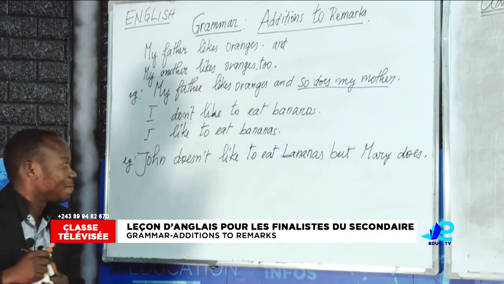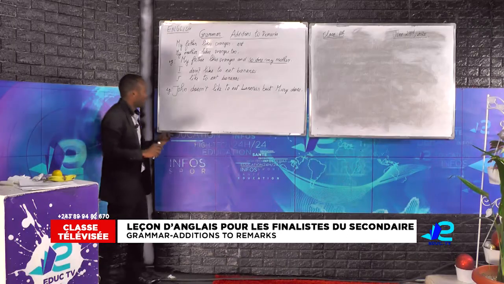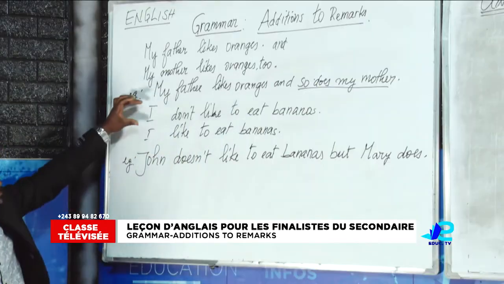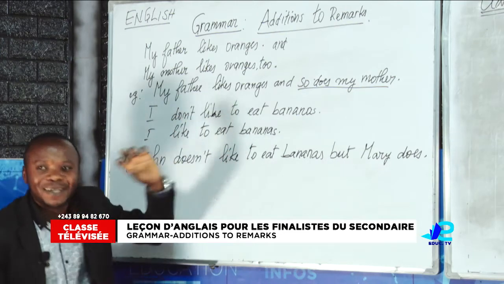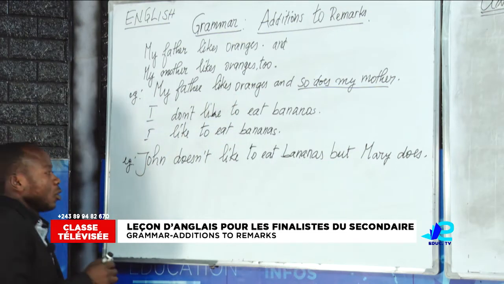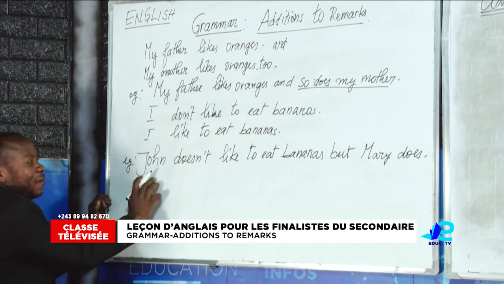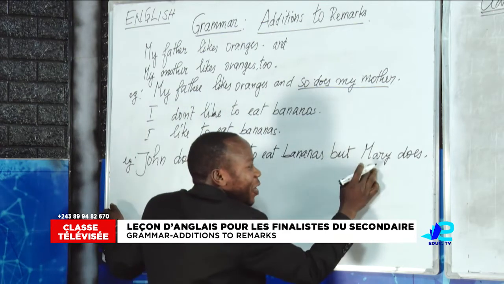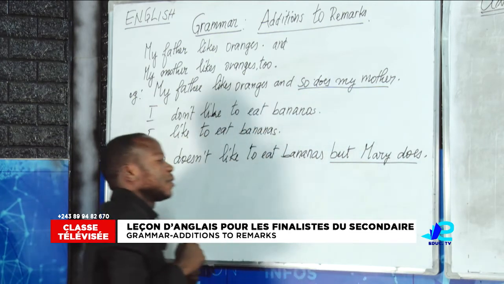Look at your class. Look at the way I have combined the two sentences in one statement. I've said, I don't like to eat bananas. This is John. And Mary here says, I like to eat bananas. To avoid this, we can say, John doesn't like to eat bananas, but Mary does. I'm going to underline, but Mary does.